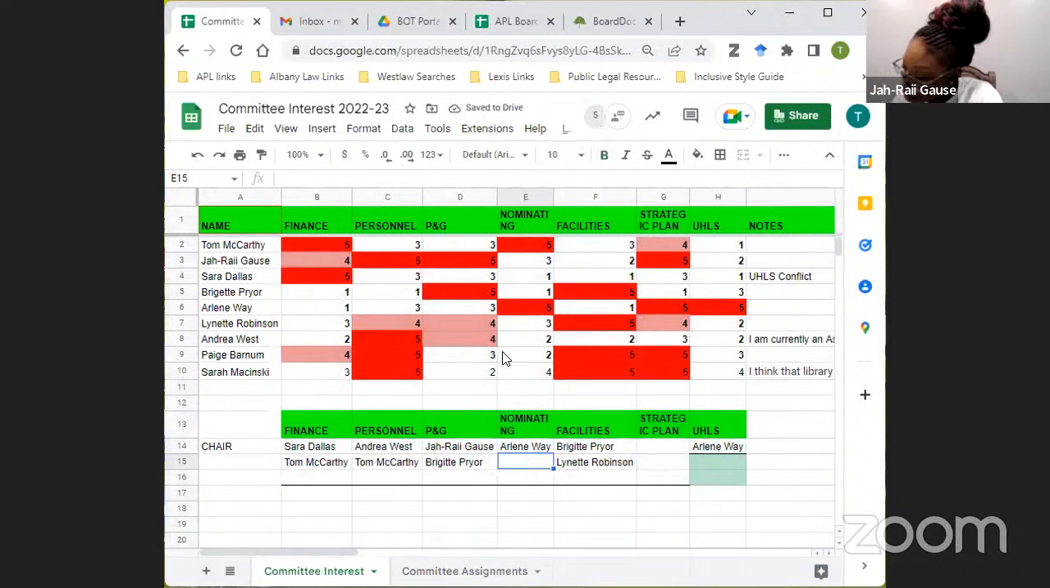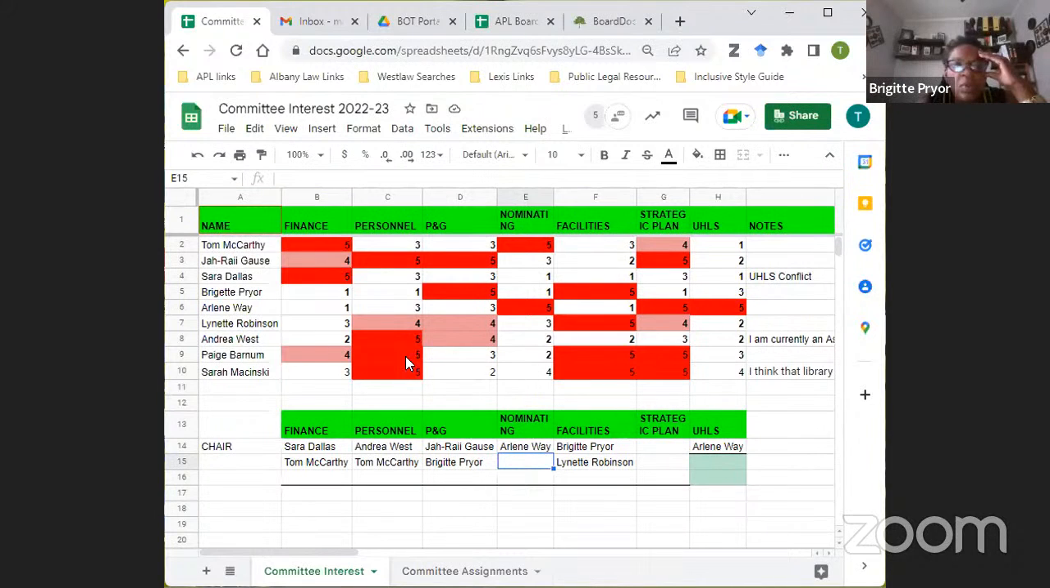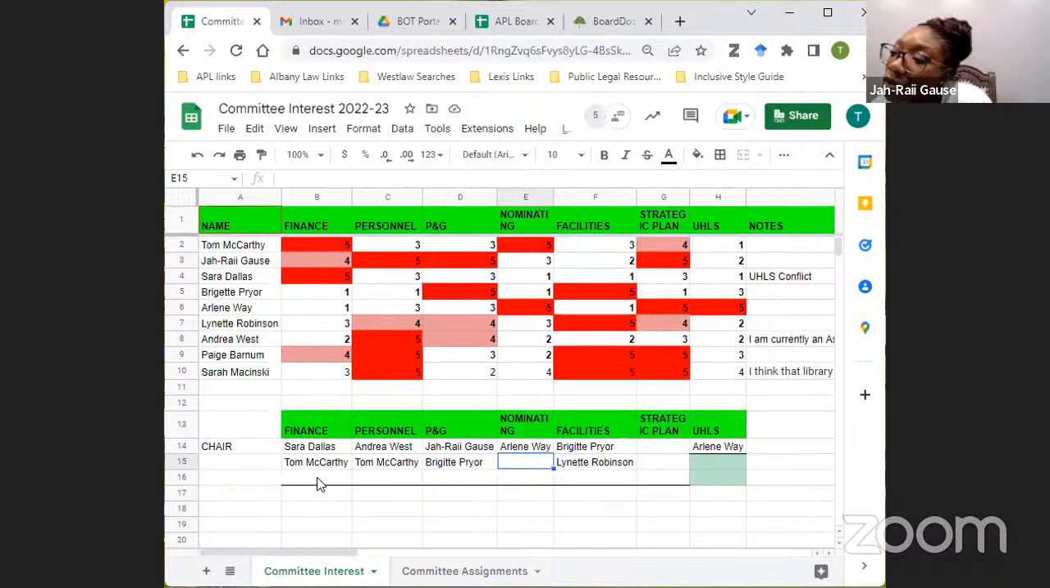And who do we have on personnel again? So Andrea, Tom. So what about me, finance, and Paige has a 5 in personnel, facilities, and strategic plan. Well, strategic, we're not even doing that right now. Okay.